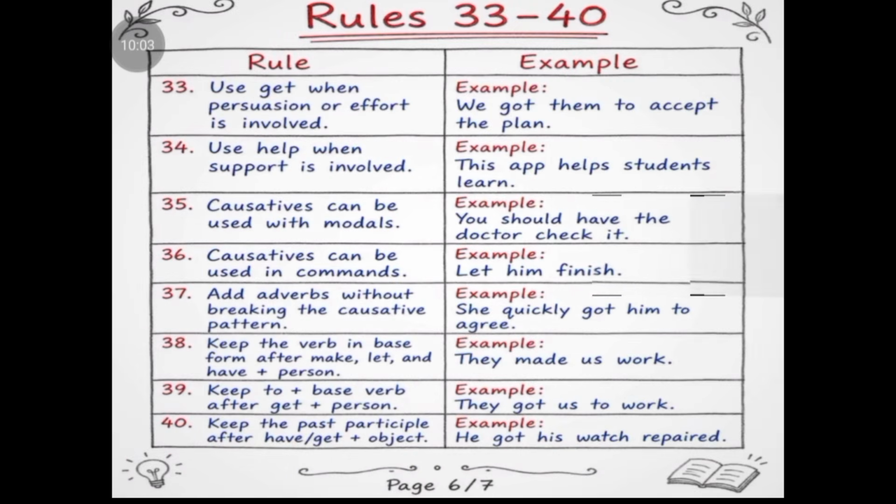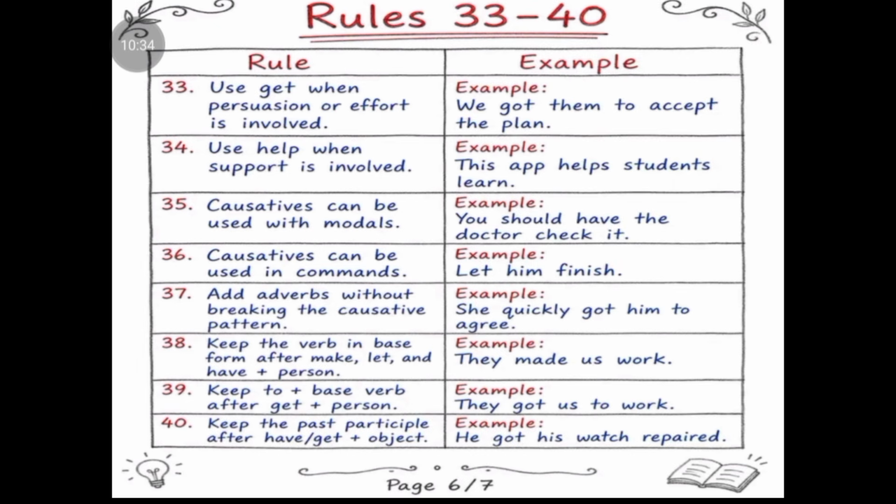Next, 33. Use get when persuasion or effort is involved. We got them to accept the plan. That means they were persuaded or some efforts were done to accept the plan. 34. Use help when support is involved. That means you've been supported by somebody. This app helps students learn. That means the app supports the learning process of the learners.